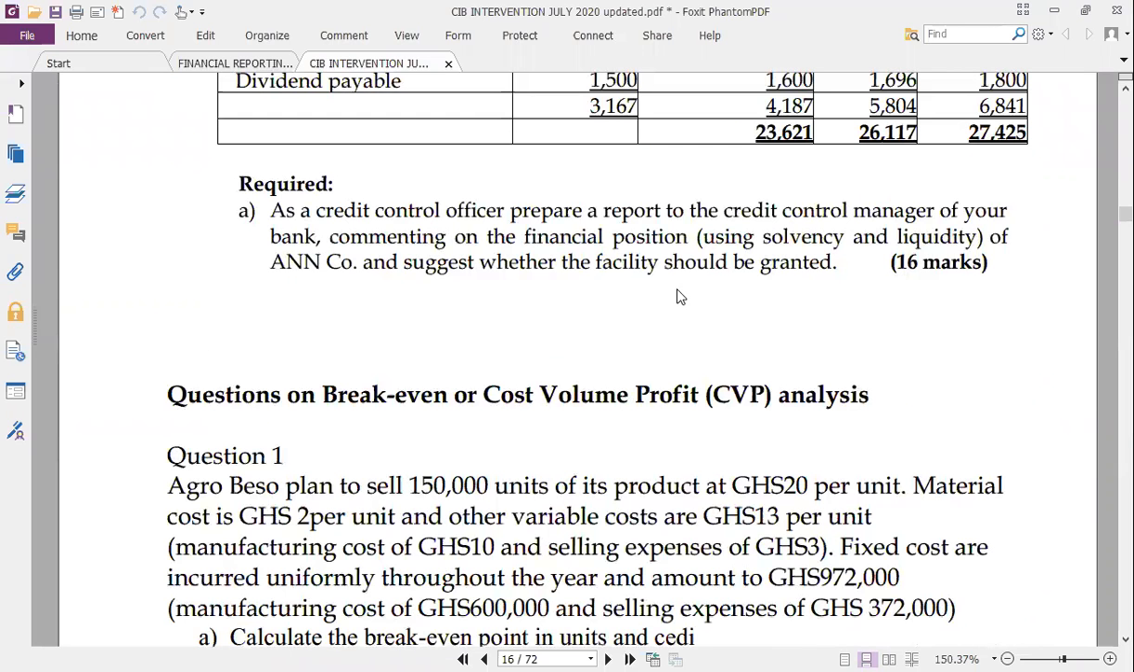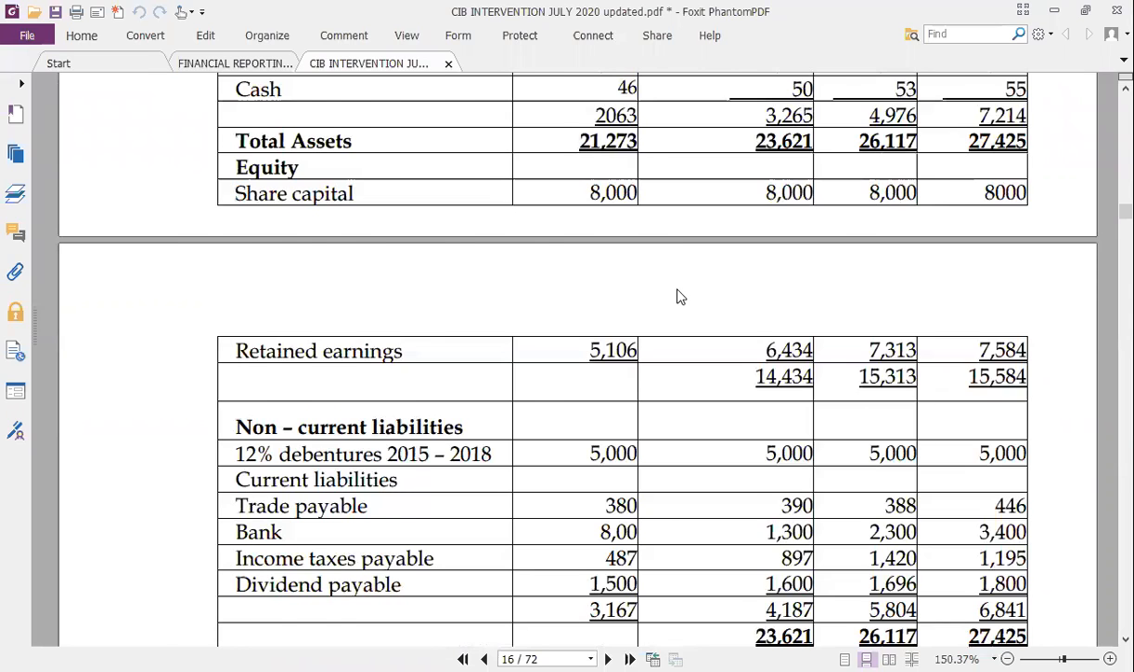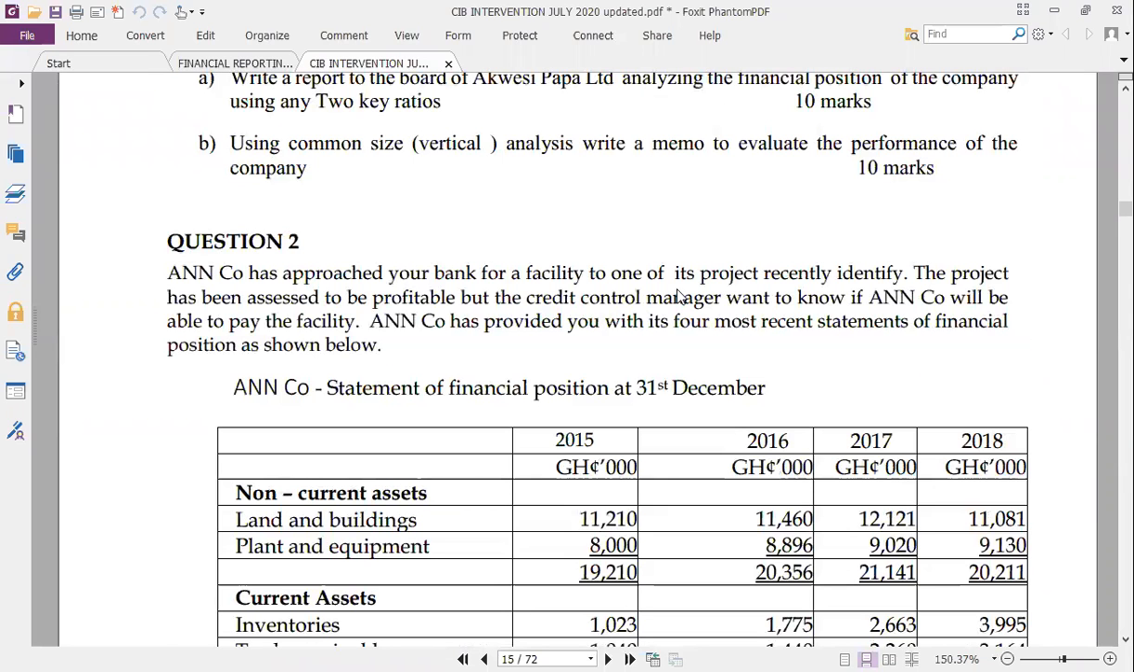Solvency and liquidity. So all you have to do is calculate your liquidity ratio 2, solvency 2. That's all. So solvency 2, liquidity 2 for all these years. So the rest of the figures, you don't need them at all. Don't worry yourself. So that is it.